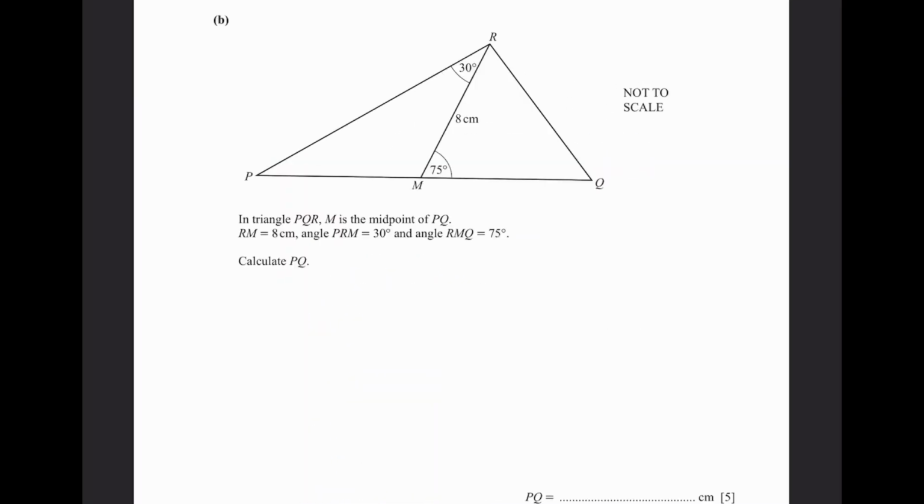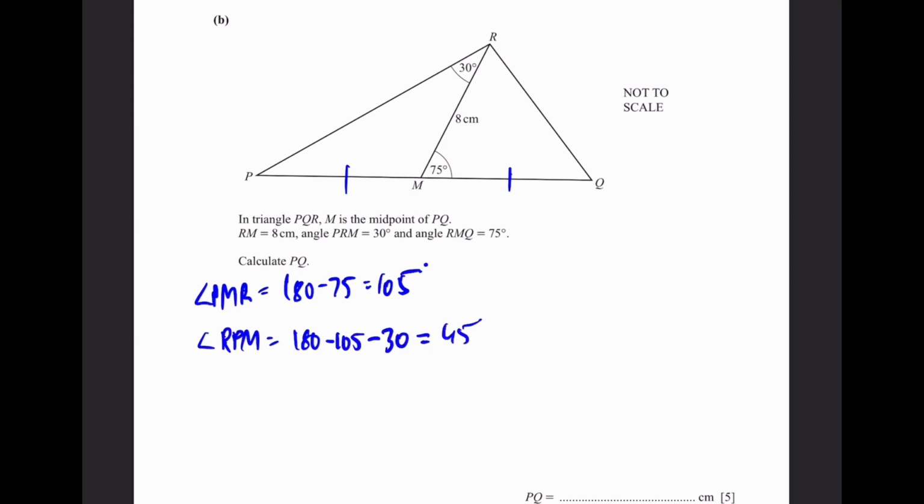In triangle PQR, M is the midpoint of PQ. So PM, in other words, is equal to MQ. RM equals 8 centimeters. Angle PRM is equal to 30 degrees. And angle RMQ is 75 degrees. Calculate PQ. So first of all, we can find angle PMR, which is equal to 180 minus 75, which is 105 degrees. Next, we can find angle RPM, which is equal to 180 minus 105 minus 30, which is 45 degrees.